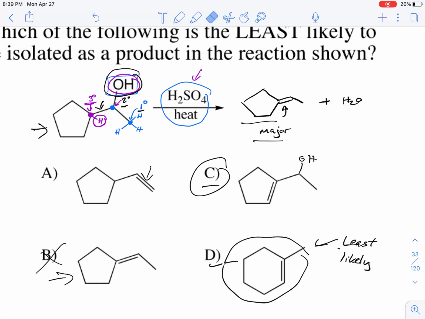Whereas here for part D, we have an extra addition of a carbon. So 1, 2, 3, 4, 5, 6. And so our reagent does not have a source of an extra carbon, right? There's no carbon in H2SO4. So that is probably the least likely to occur, D.